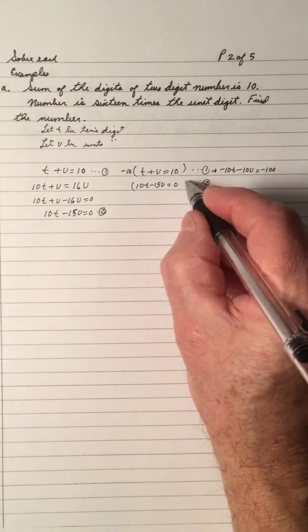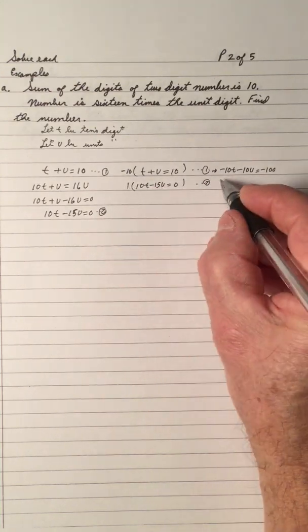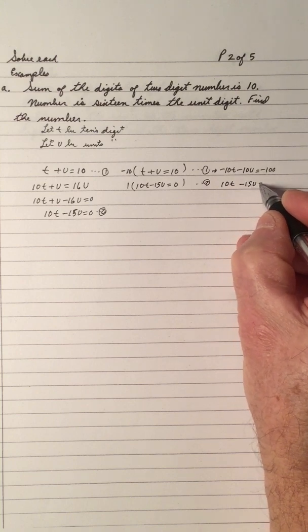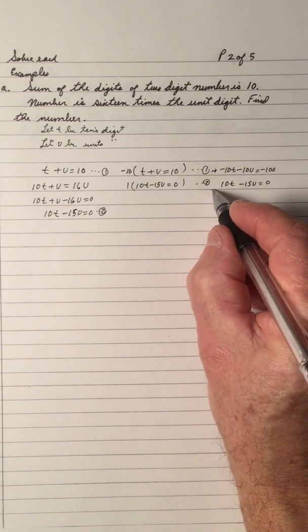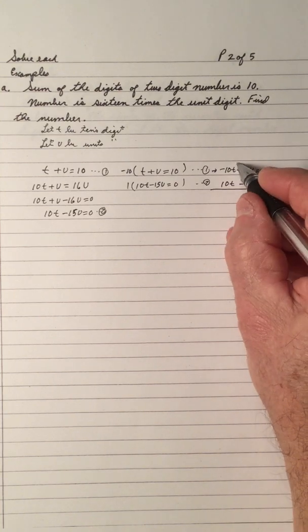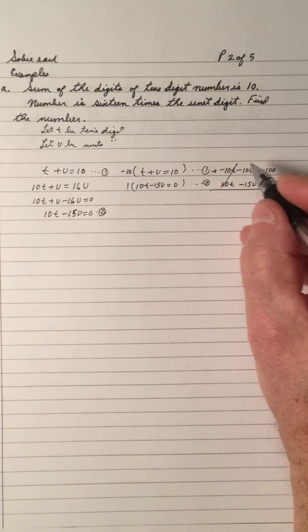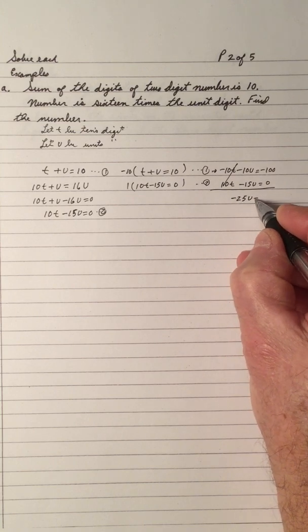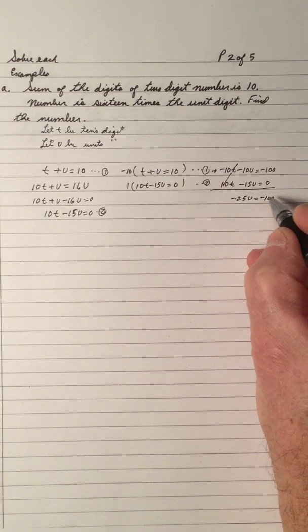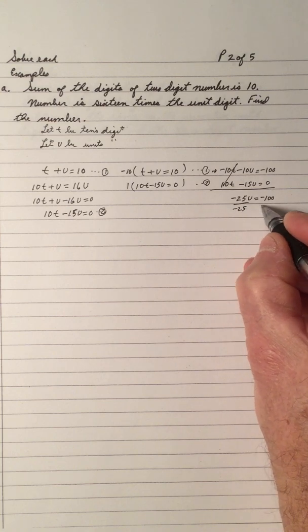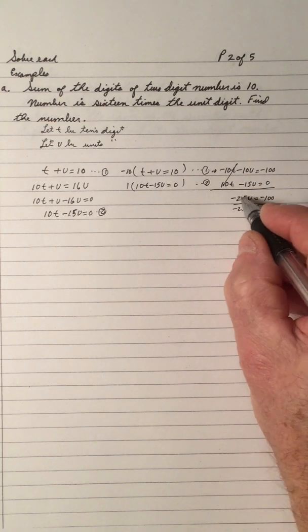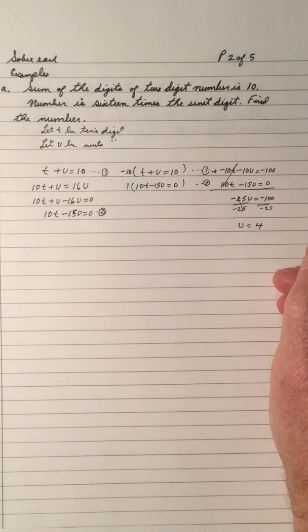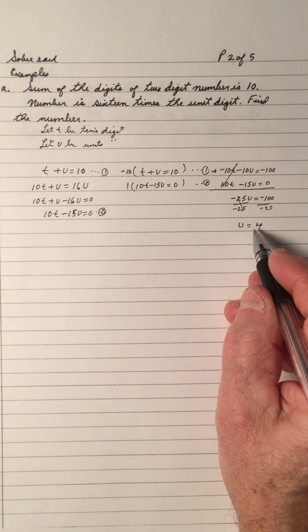And I multiply this equation by 1, or just leave it like it is. So 10t minus 15u equals 0. Because I have them lined up, I'm going to eliminate. When I add these, the t's cancel out, and I get negative 25u equals negative 100. So I divide by negative 25. That cancels, I get 1u, and u is 4. So I have one unit digit is 4.